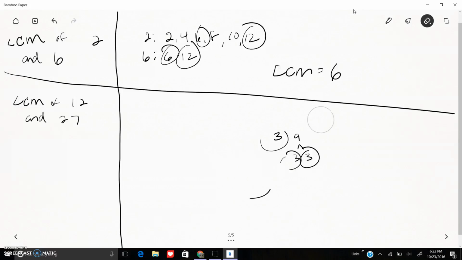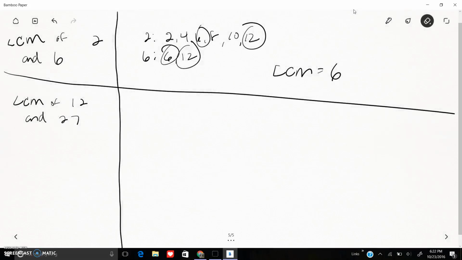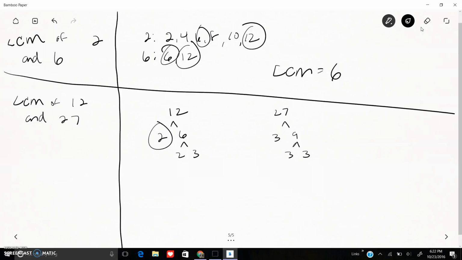So hopefully, I'm not sure where it ended up at, but we're going to find the least common multiple of 12 and 27. To do that, I'm going to make a factor tree. So this is 2 times 6, 2 times 3. This is 3 times 9, 3 times 3. And then this is not common, this is not common. I have one of these that are common, not common, not common.